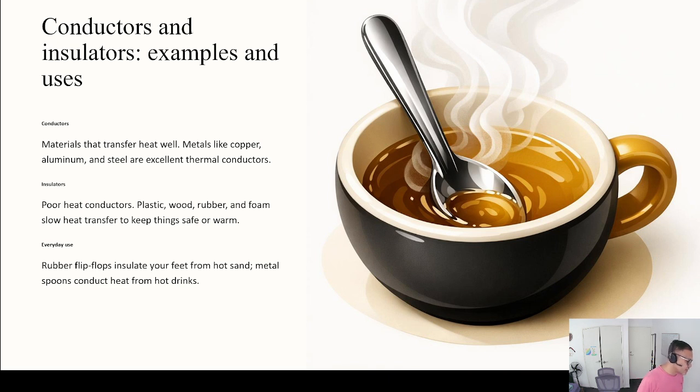Plastic, wood, rubber, foam have slow heat transfer, and these are called insulators. Let's say you're going in a hot desert and you are wearing a rubber flip-flop. It acts as insulation. The heat transfer from the hot sand to your legs will be blocked because rubber is an insulator, a poor heat conductor. So that's how we understand what is a conductor and what is an insulator.